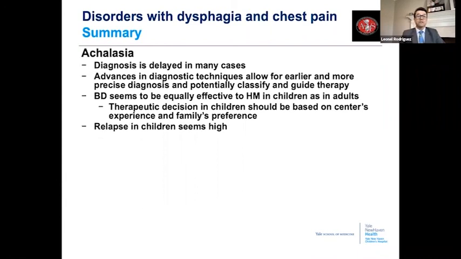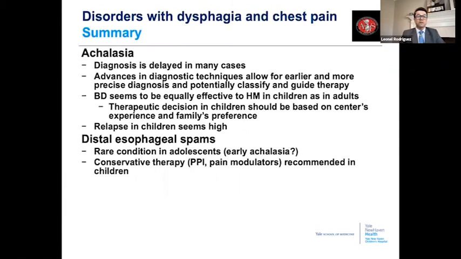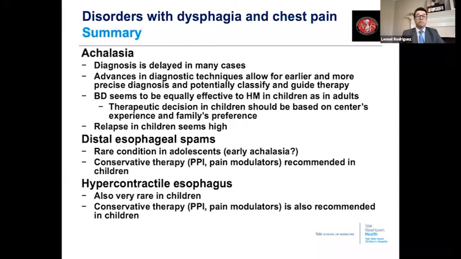We know the relapse in children seems to be high, so we need to be prepared and anticipate that. For distal esophageal spasm, we know it's a rare condition in adolescents. Because it's being seen as an early presentation of achalasia, it's important not to lose this patient to follow-up. We always recommend conservative therapy in children. For hypercontractile esophagus, it's also very rare in children, and we also recommend conservative therapy as the initial treatment in pediatric patients.